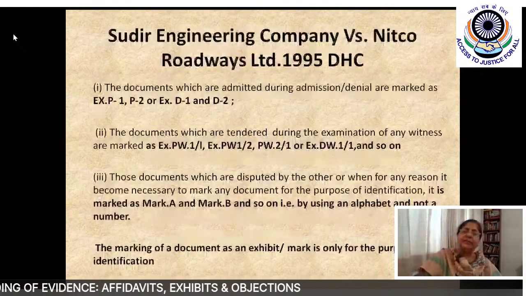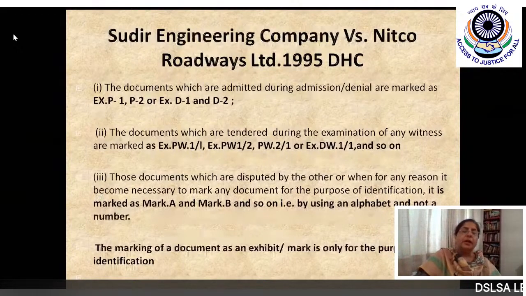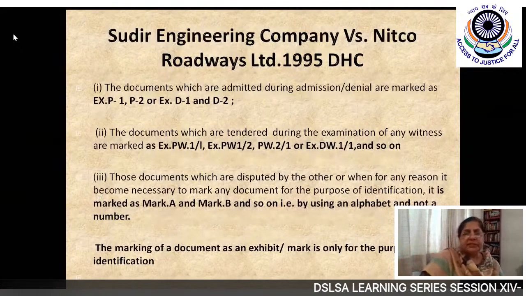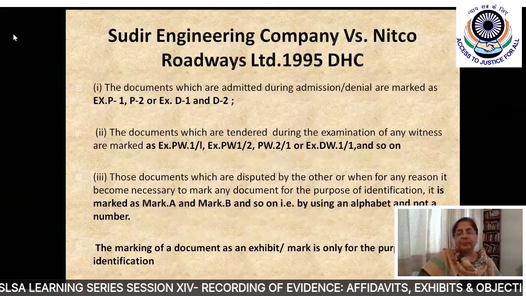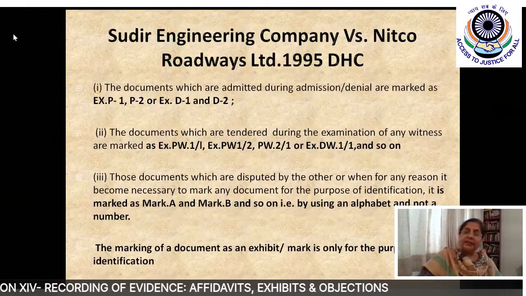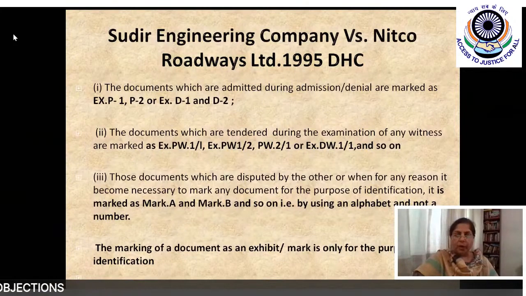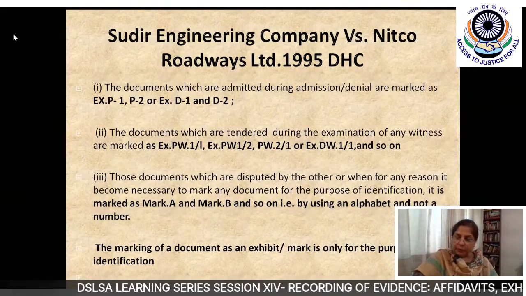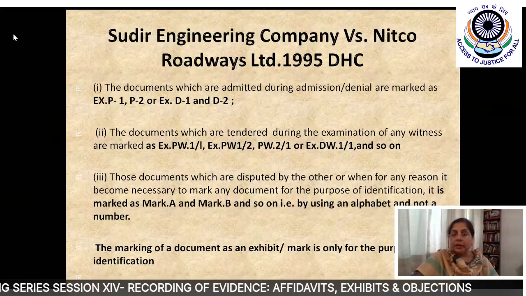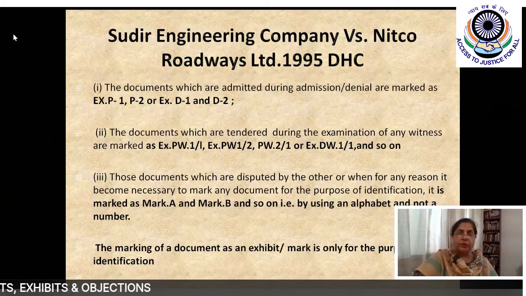Now, how the exhibits are to be put, there is a lot of different practices which are being followed. This was taken up in a celebrated judgment of Sudhir Engineering, where it was explained how the exhibits must be put. When it is being done at the stage of admission denial, then it is to be exhibited as B1, B2, or D1, D2 when it is being done by the defendant. Once this kind of an exhibit is put, one knows that it is an admitted document and no further evidence is required on that document.